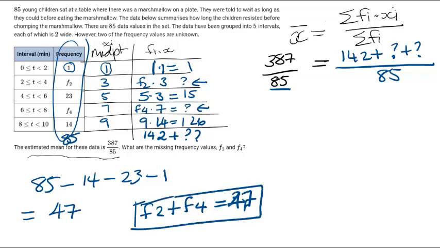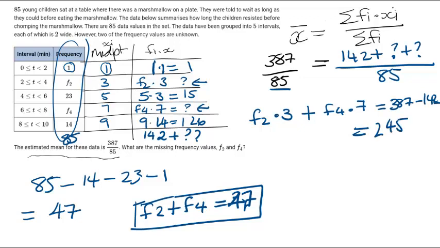Okay, so how do we work this out? I would say F2 times 3 plus F4 times 7 is equal to 387 minus 142, which is 245. Now the combination of these two, F2 and F4, is equal to 47. What do we do next?